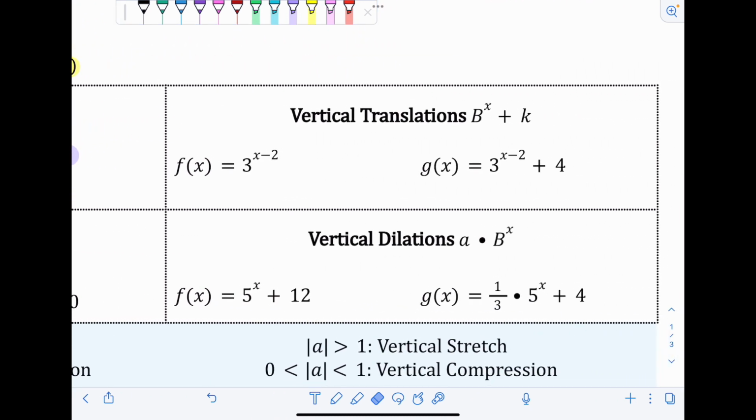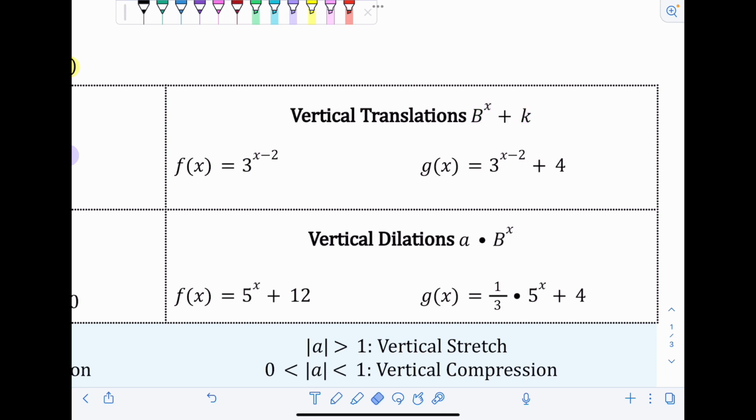Okay, so for vertical translations, the little mini formula is b to the x plus k. Because the k just has a plus sign in front of it, we don't have to switch it or say it's the opposite of what it looks like. It's much more straightforward than a horizontal translation.